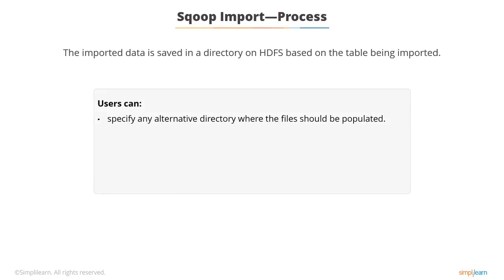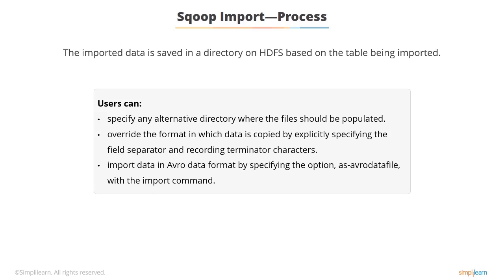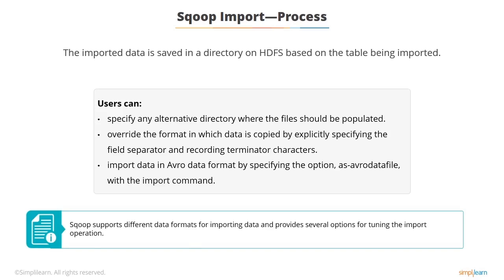Users can specify any alternative directory where the file should be populated. By default, these files contain comma-delimited fields, with new lines separating the different records. Users can also override the format in which data is copied by explicitly specifying the field separator and record terminator characters. Further, users can easily import data in Avro data format by specifying the option as Avro data file with the import command. Sqoop supports different data formats for importing data. It also provides several options for tuning the import operation.